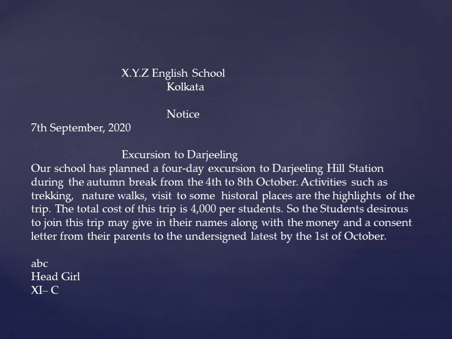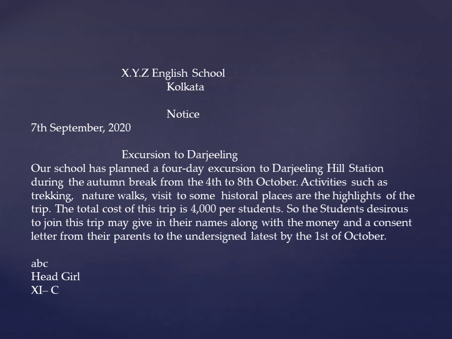After that we are going to write the notice, and it is very easy. You can understand what we are going to write here. Our school has planned a 4-day excursion to Darjeeling hill station during the autumn break from 4th to 8th October. It is actually a thing that you can copy from your question. Okay, so this is the introduction. This is the main part. Activities such as trekking, nature walks, visiting some historical places are the highlights of the trip. So this you have to write.